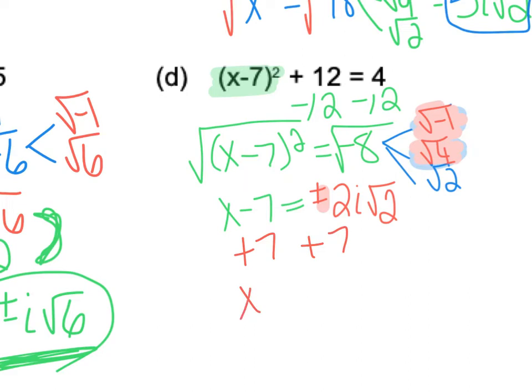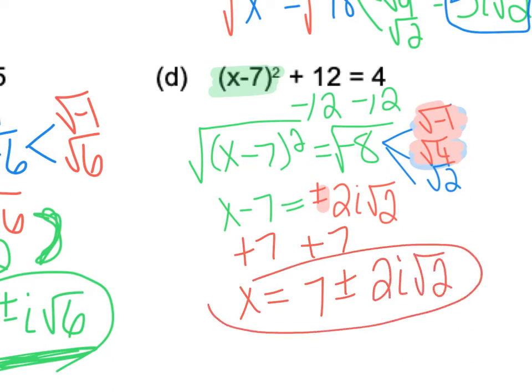Again, those terms are not like terms, so that 7 stays by itself, plus or minus 2i times the square root of 2. That doesn't become 9i, it doesn't become 5i. The 7 and the radical are not like terms, so you do not put them together.